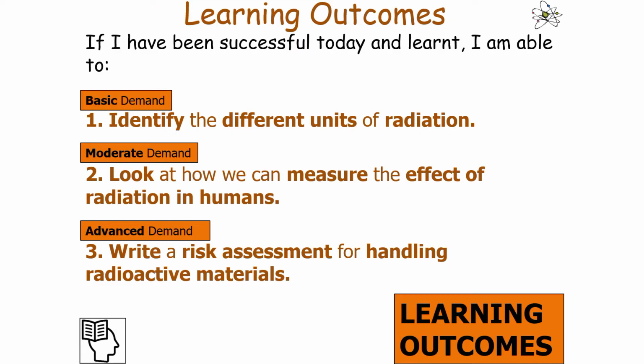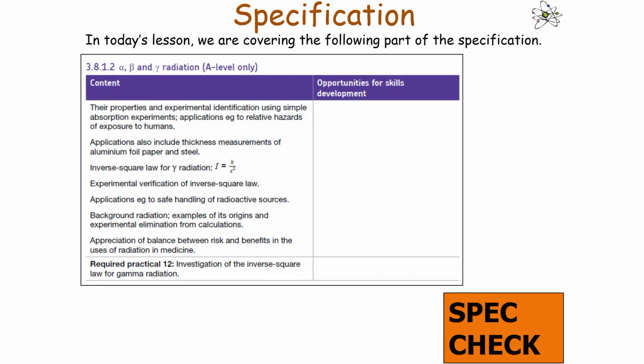If we've been successful in today's lesson, we should be able to identify the different units of radiation, look at how we can measure the effect of radiation in humans, and finally write a risk assessment for handling radioactive materials. Now this forms part of the AQA specification in 3.8.1.2, alpha, beta and gamma radiation, in particular looking at the applications and the background radiation.